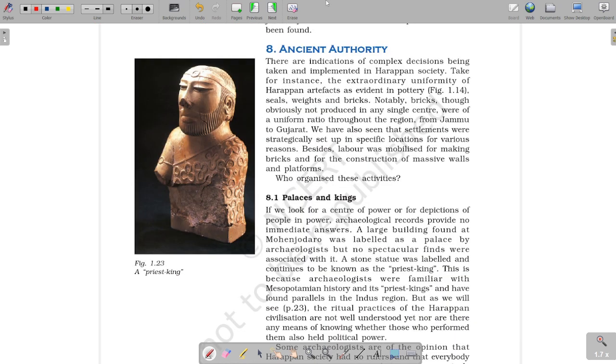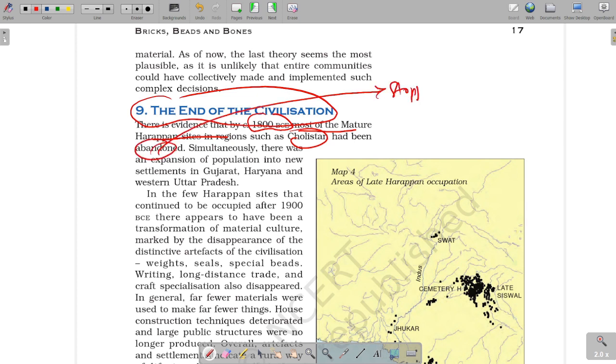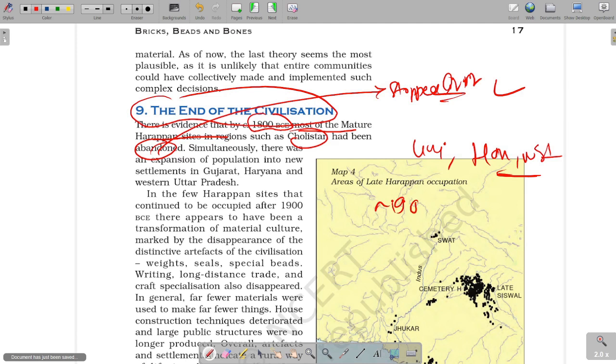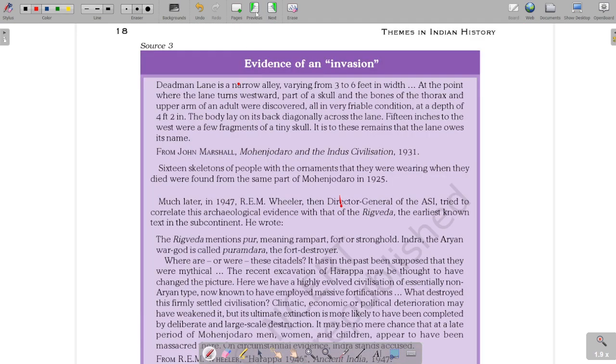Now the most controversial topic, the end of the civilization, how it occurred. Guys, see, around 1800 BC, most of the mature Harappan sites such as Cholistan were abandoned. That is, people stopped living there. Expansion into new settlements like in Gujarat, Haryana, West UP started. Around 1900 BCE, material cultures, distinctive artifacts, these all were lost. By the end of the 19th century, 1900 CE.